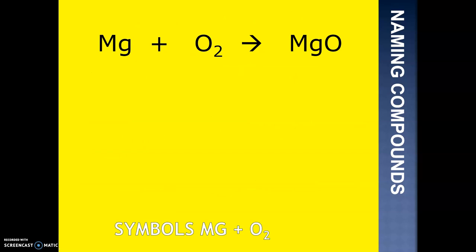So, for example, we've got magnesium plus oxygen makes MgO. That is the unbalanced symbol equation. Can you write this down as it is? Pause the video for 10 seconds and write that down as it is.